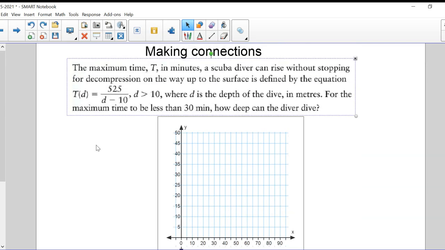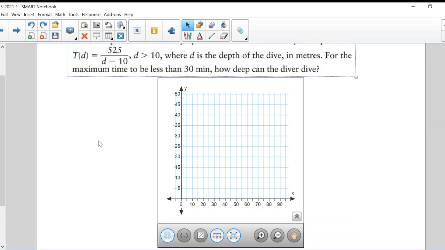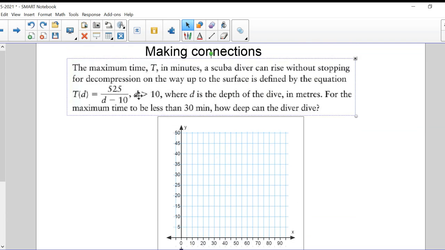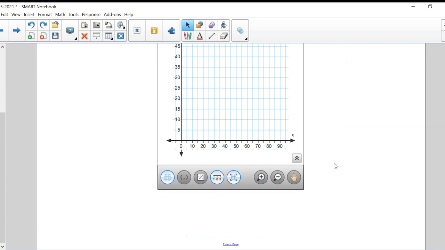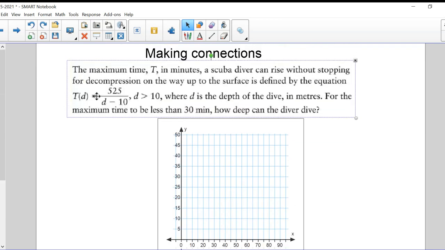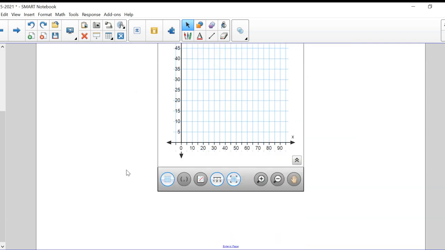So the thing we have to figure out is how can we set this up to solve it? This tells us what the time is, and we want the time to be less than 30. Can you suggest a way that I could mathematically calculate that? This is the function that tells us what the time is, given what the depth is. D is the depth. And we want to solve this for the depth, given the time of 30 minutes. So set everything to be less than 30. Okay, so let's do that.